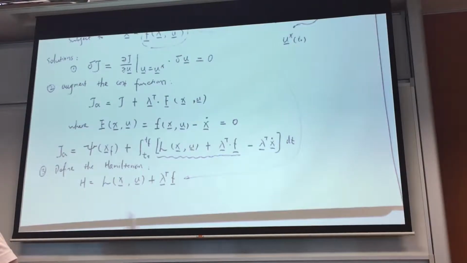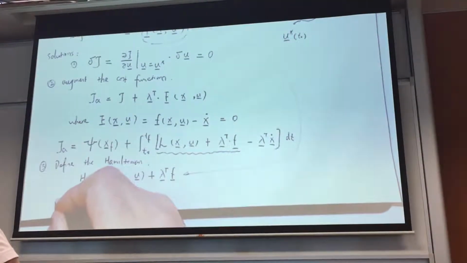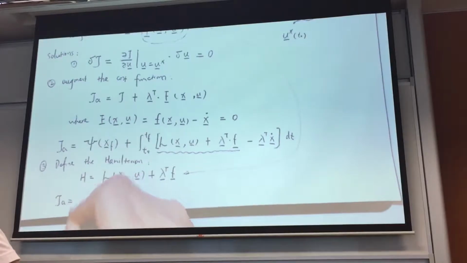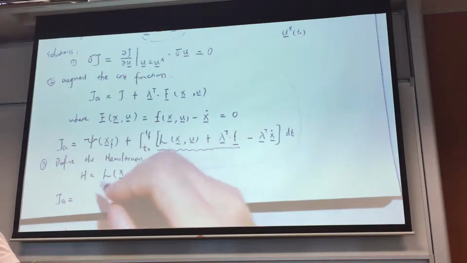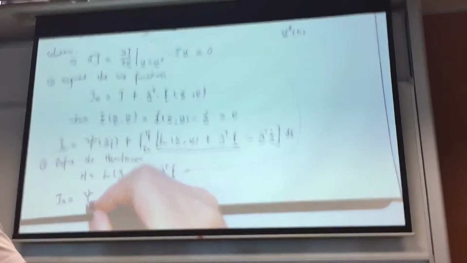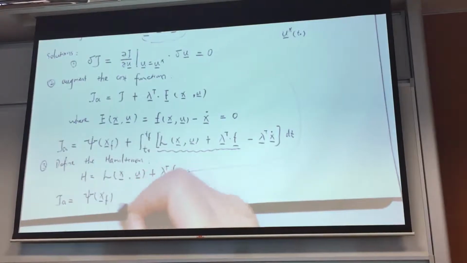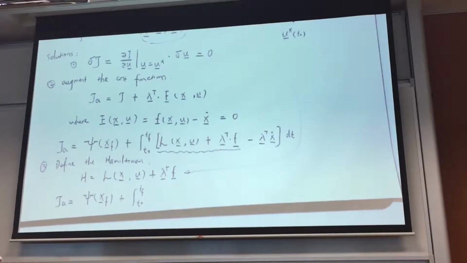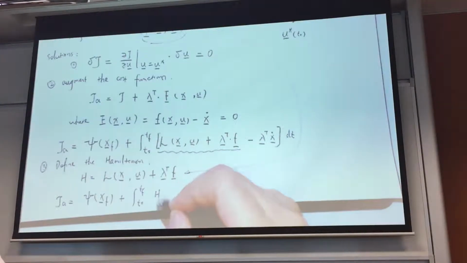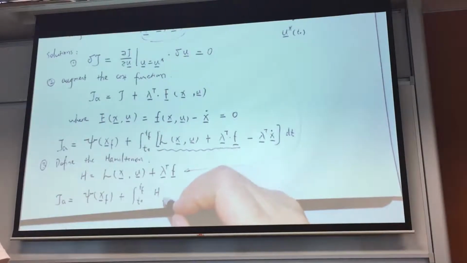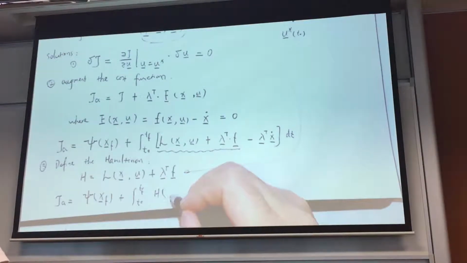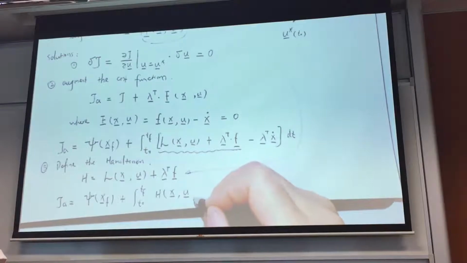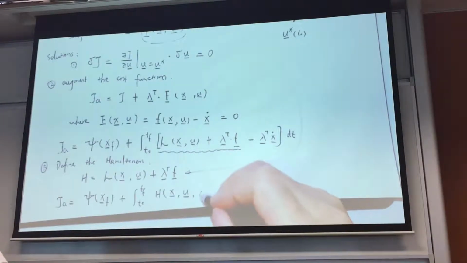By using this definition, the augmented cost function is given by the form in terms of the Hamiltonian. This Hamiltonian is a function of x, u, and lambda.